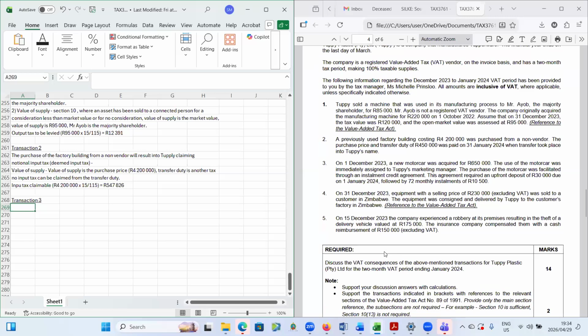On 1 December 2023, a new motor car was acquired for 650,000 rand. The use of the motor car was immediately assigned to TAPI's marketing manager. The purchase of the motor car was facilitated through an installment credit agreement. This agreement required an upfront deposit of 30,000 rand due on 1 January 2024, followed by 22 monthly installments of 10,500 rand.